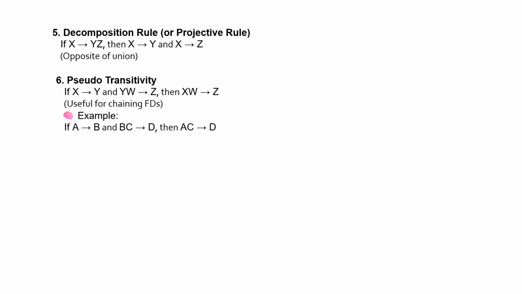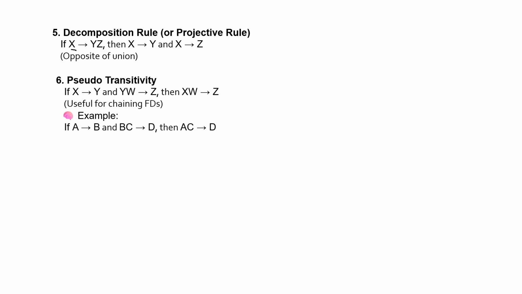So we have the decomposition rule. It is the opposite of union. In union, if the LHS is the same, then we can combine and say that. On the other hand, in the decomposition rule, like we have this YZ which is functionally dependent on X, then we can decompose it and write Y is functionally dependent on X and Z is also functionally dependent on X.